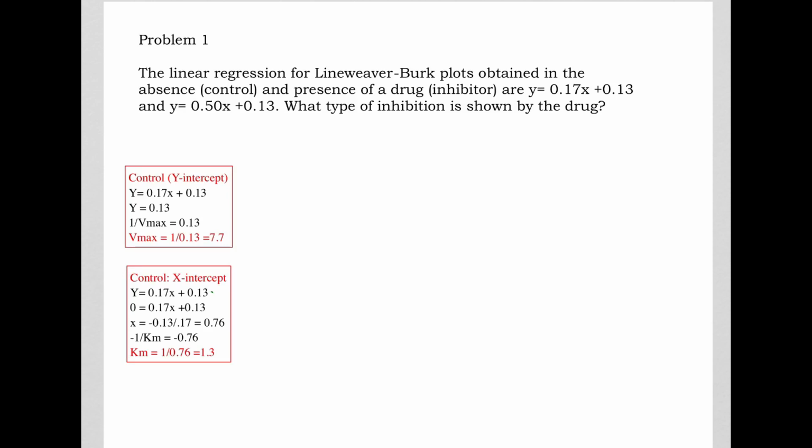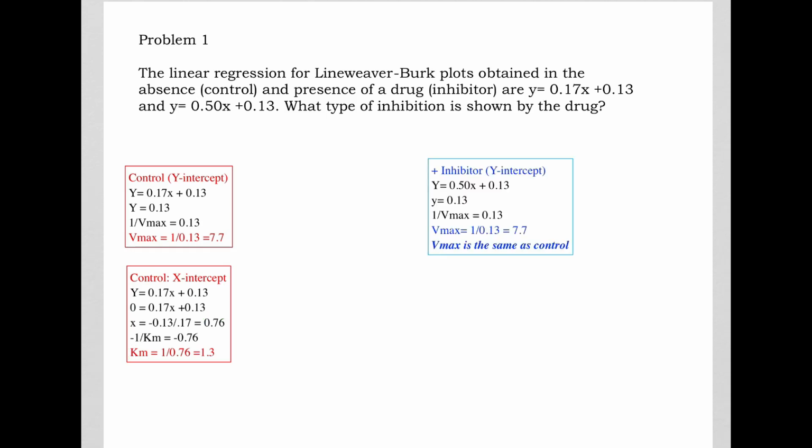Now let's find the Km for the control. Once again, we have the control regression equation. We get the x-intercept by putting y equals 0 and solving for x. X comes out to be 0.76. That's minus 1 over Km, the x-intercept, which is minus 0.76. Therefore, Km can be worked out, and that comes out to be 1.3. So the Vmax is 7.7, Km is 1.3 for the control without the inhibitor.